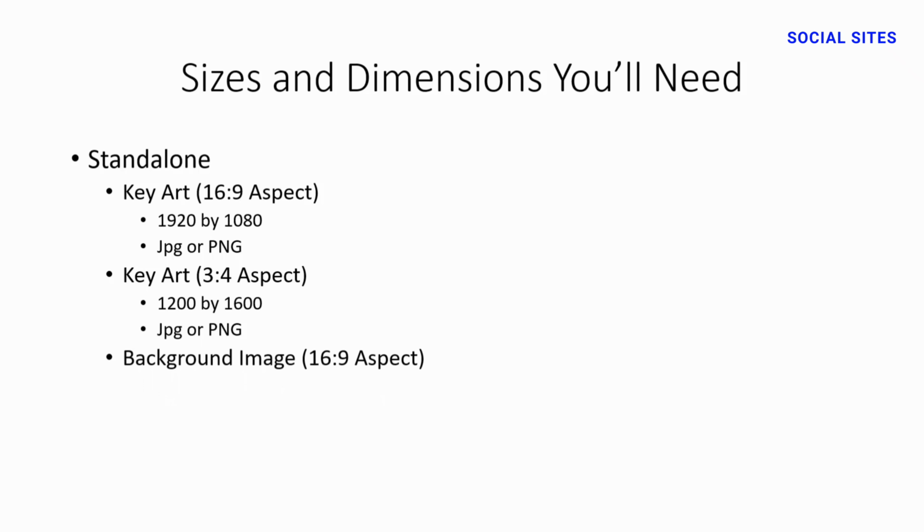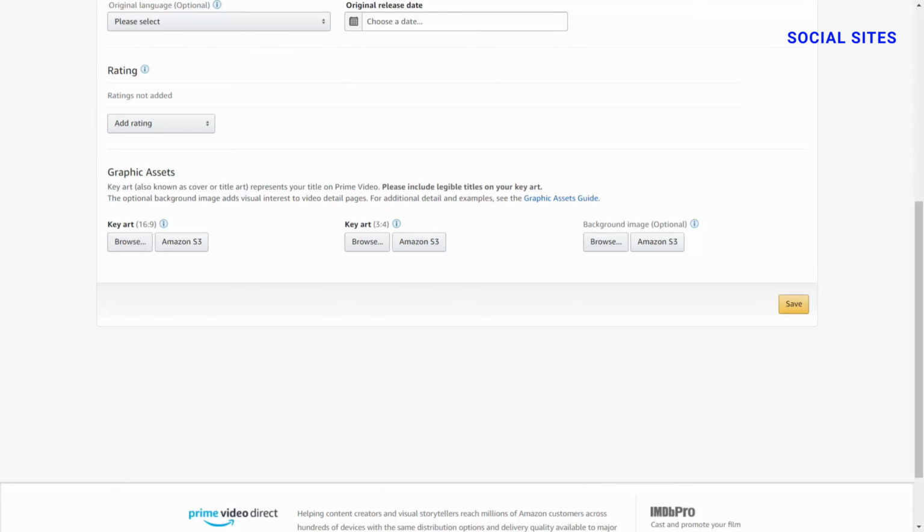Now there's also space for a background image, and it'll need to be 1920 by 1080, JPEG or PNG, and once again it's going to be optional because it's only designed to convey mood on certain devices. And you'll see that here in the standalone upload section, where the second key art piece is 3:4.